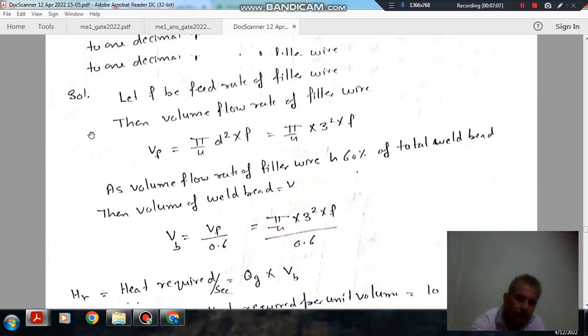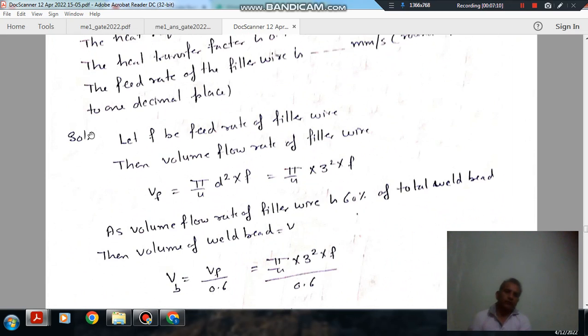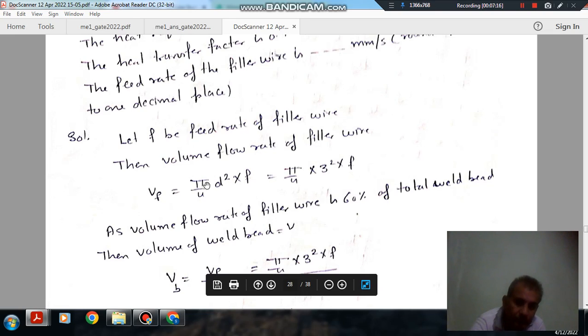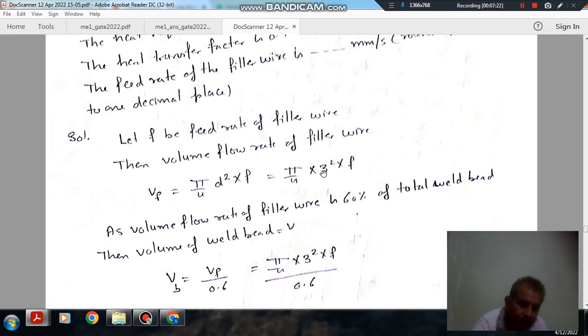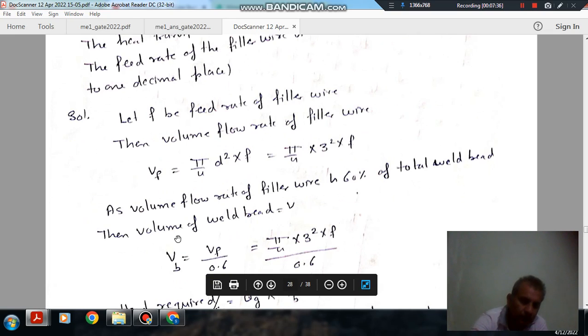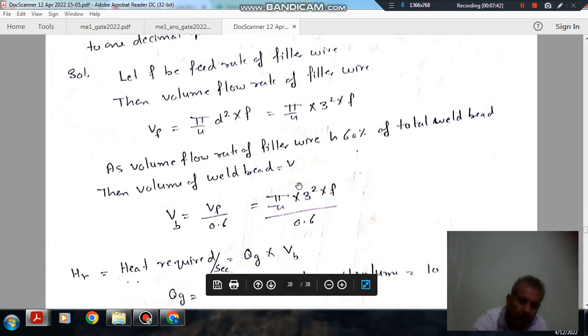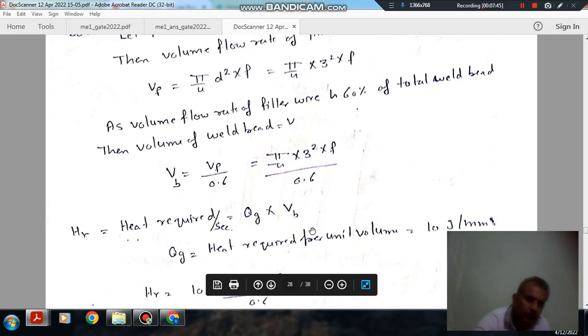Okay, so let F be the feed rate of the filler wire. As the filler wire is circular, the volume flow rate will be pi by 4 d square F, and d is 3. Now 60% of the volume has come from this and 40% from the plate metal. So the volume of weld bead will be VF by 0.6, that is pi by 4 3 square F by 0.6. So this is the volume of weld bead.